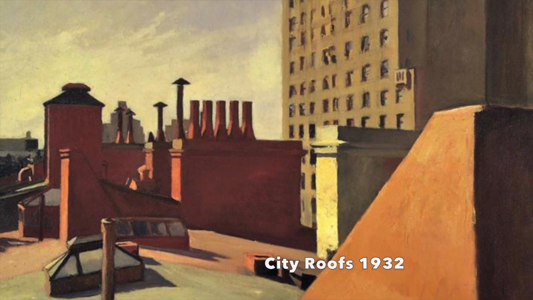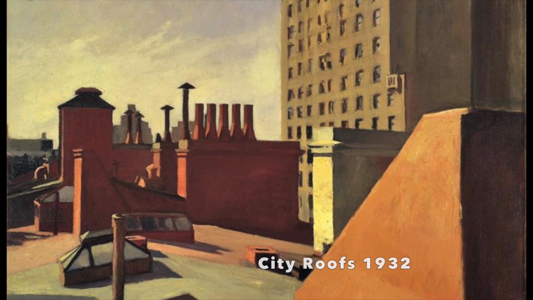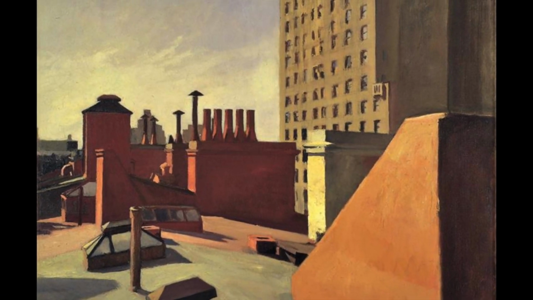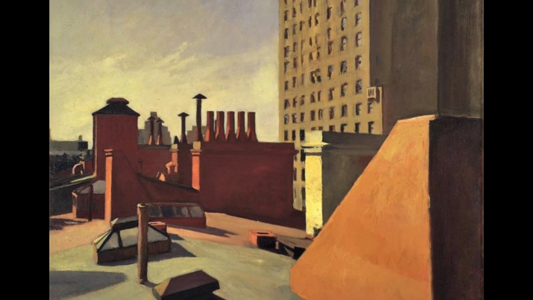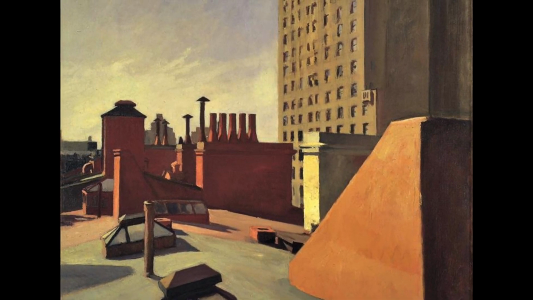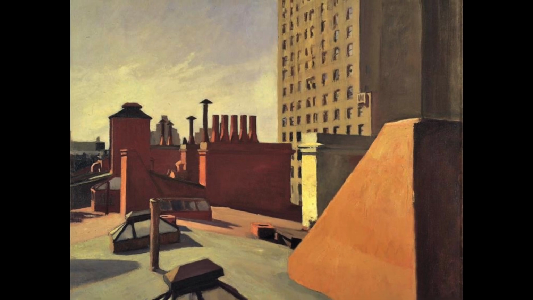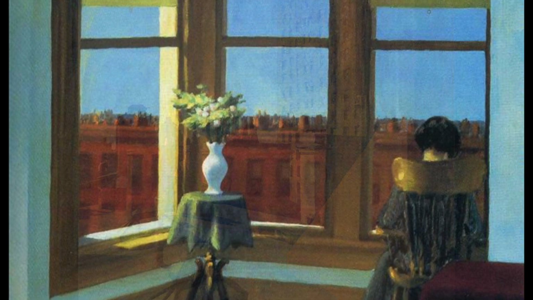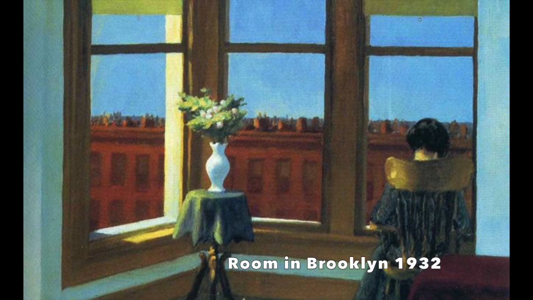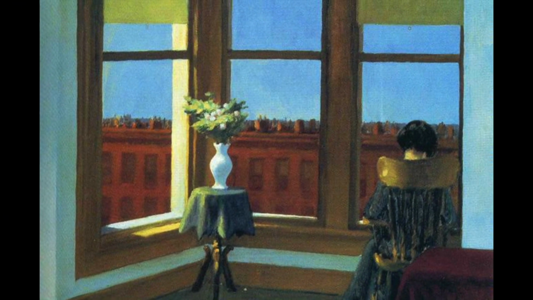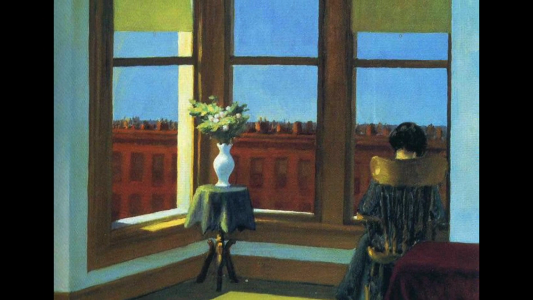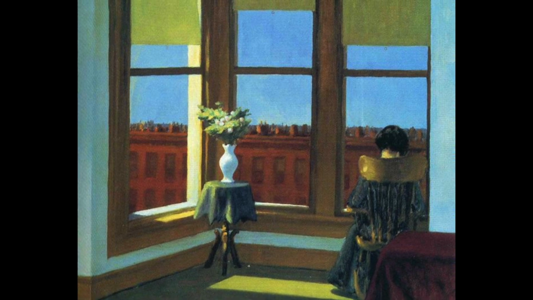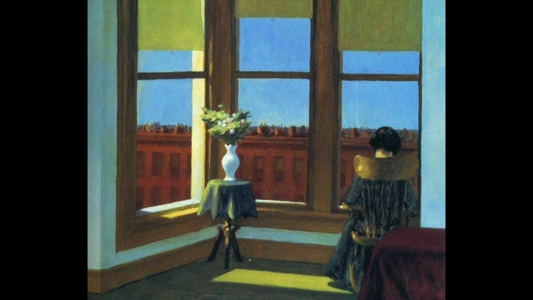Here we get a different vantage point of the rooftops of these city buildings rather than looking at the buildings themselves. You can almost imagine Edward Hopper on the roof of his apartment building, again painting there in the beautiful light of the city. We see a continued focus of interest on the roof line of these cities in Room in Brooklyn from 1932, where as we look out the window, our viewpoint is really just the rooftops of the buildings across the way, which are nicely juxtaposed by the vase with flowers.